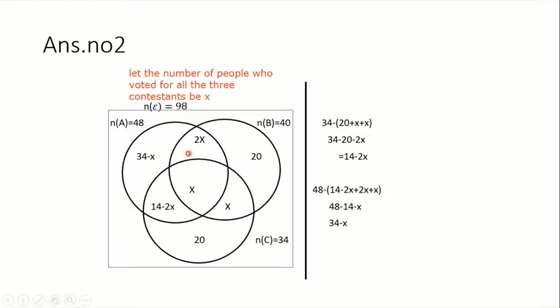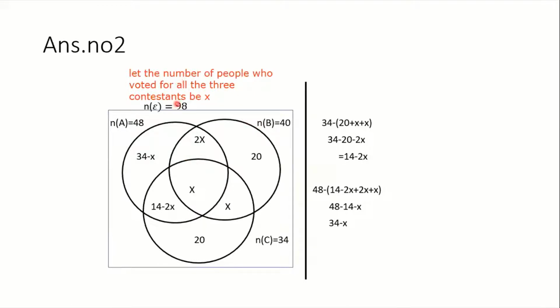So it's telling us that actually the general intersection, the number of people who voted for all the 3, is just half of the number of people who voted for A and B. So this is telling us that the intersection of A and B without C is twice x. Yeah, we are done with the intersection bit of it.